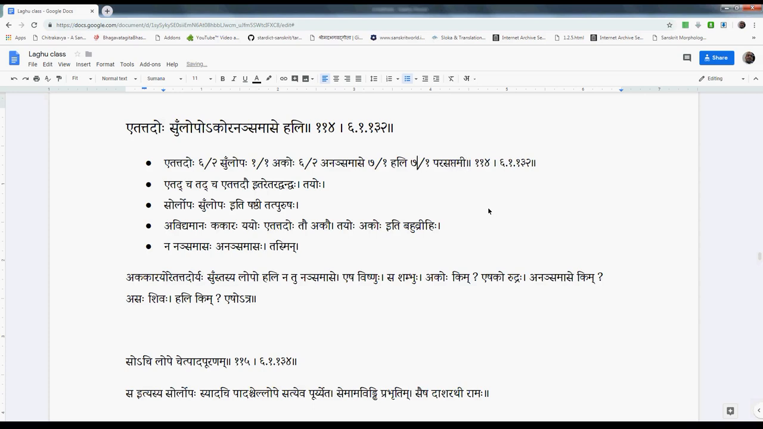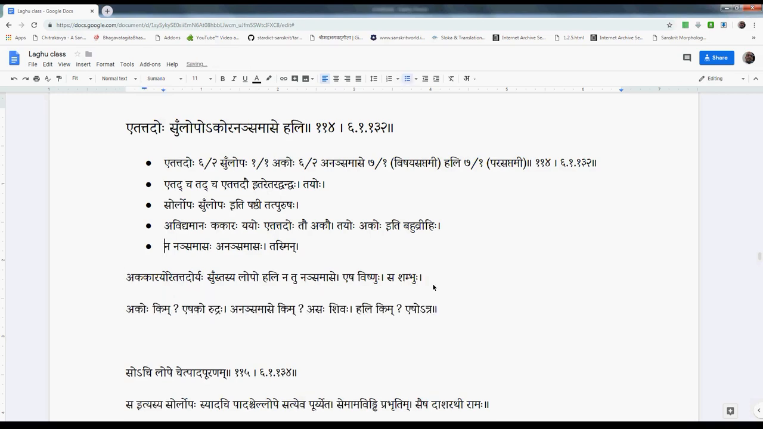Saptami, but what is this? This is not nan samase hali. This is vishaya saptami. This is vishaya saptami, nan samase, and hali is parasaptami. Now let's look at this example. Esha Vishnuh, sa Shambhuh. Nothing to explain here. It is understood. So ako kim. Actually, to explain this also, I'll just say esha Shambhuh.